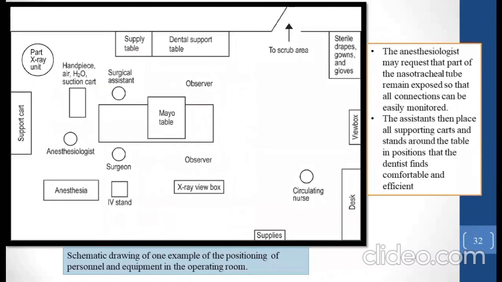This is a schematic drawing of one example of the positioning of the personnel and the equipment in the operating room. This includes the Mayo table, and beside that, the surgical assistant, surgeon, anesthesiologist, and observer are there. After the surgical assistant, there is a handpiece, air and water suction cart. Behind that, part of the X-ray unit is provided, and during the whole procedure, the circulating nurse is there.